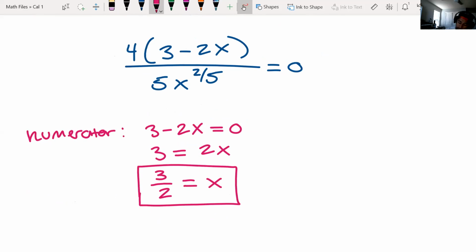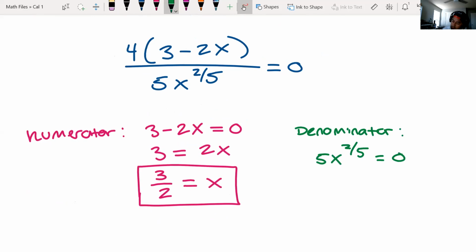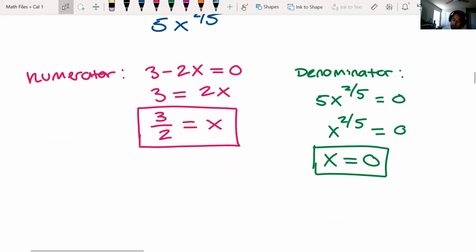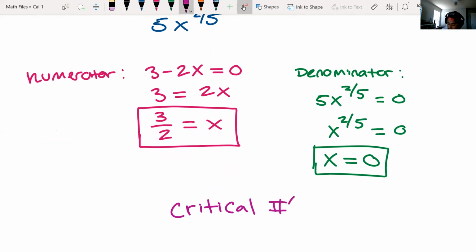Okay. And then you're going to set the denominator equal to 0. So 5x to the 2/5 equal to 0. Don't need that 5. So you get x to the 2/5 equal to 0. And even if you get rid of this power, x is still going to equal 0. Good. All right. And these are the x values found from the first derivative. So these x values are going to be considered our critical numbers.